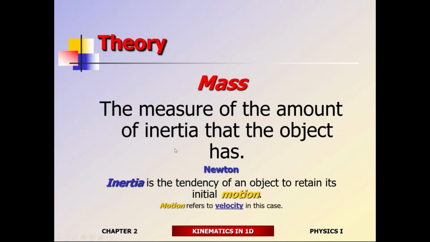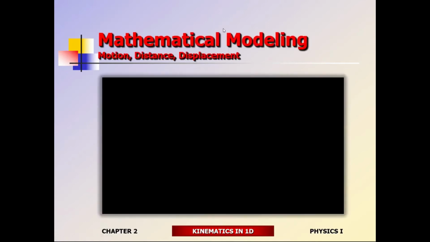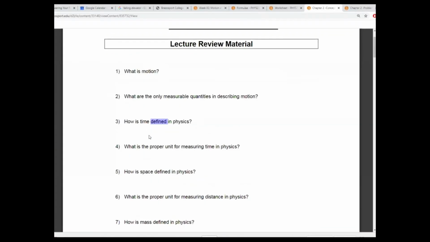The fly, on the other hand, is not as massive. It doesn't have a large inertia. All right, so mass is the measure of inertia. Let's stop right at this point, and then let's get back to our knowledge base. Lecture review material. What do we know?